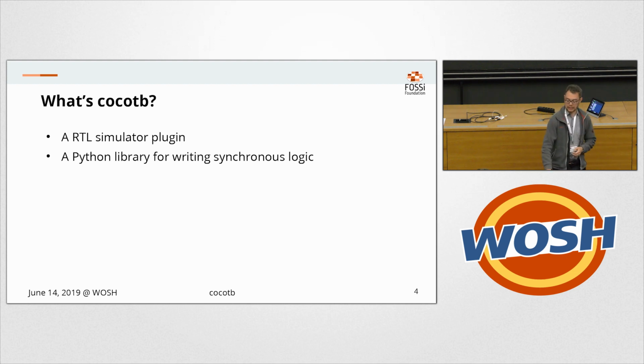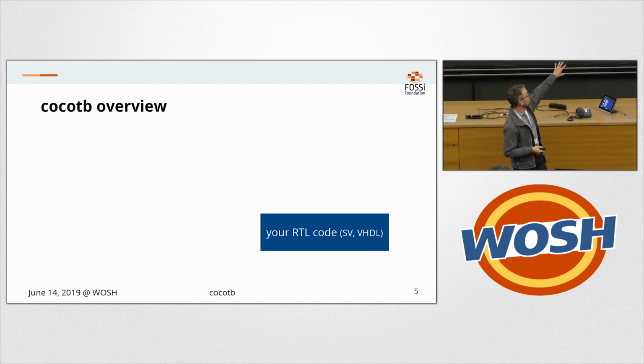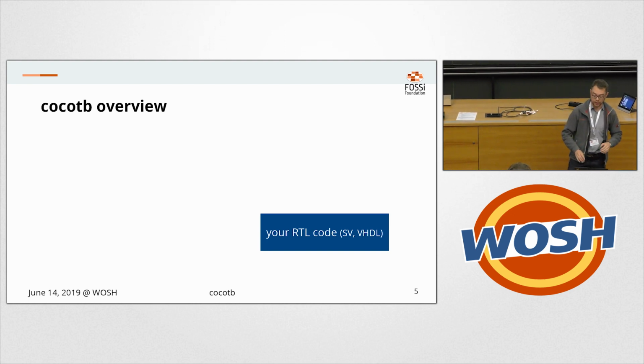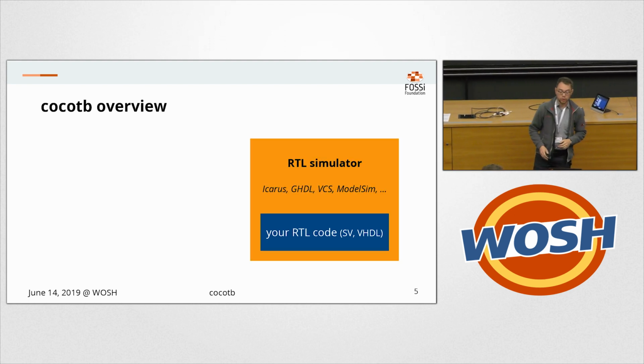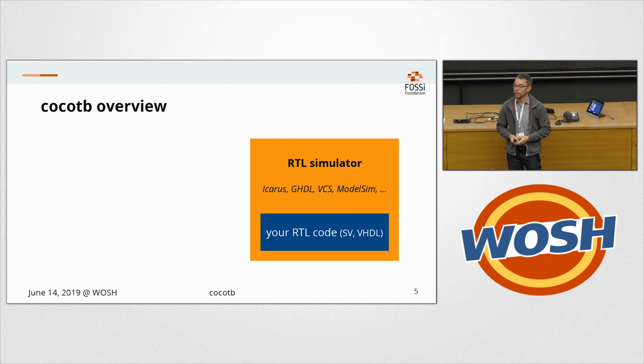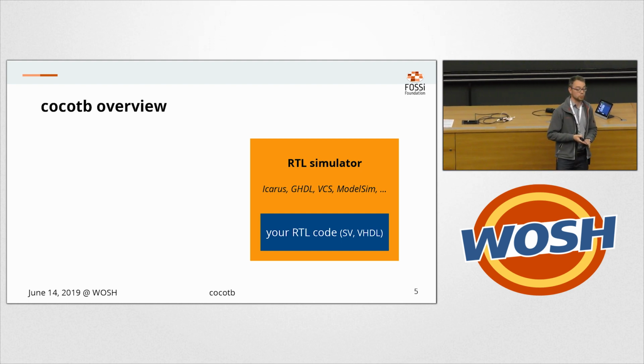In more block style, in block drawings, and you've seen my drawing skills before. You start with your RTL code, be it in SystemVerilog, be it in VHDL, whatever your simulator supports, that's fine. You run that in your standard RTL simulator. It can be any industry standard simulator, it can be an open source version, it can be any of the big three. So it's Icarus and GHDL for the two main open source options, VCS, ModelSim, NCSim, whatever you have.